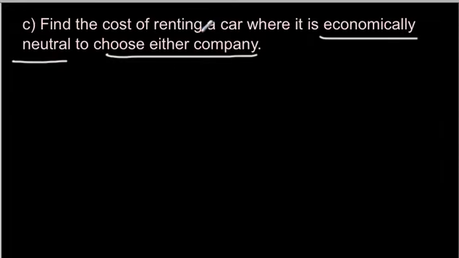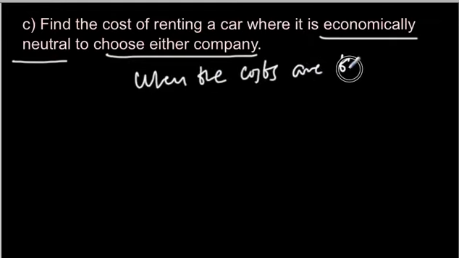In order to find that cost, that just means it doesn't matter which company you go with. You can go with Alpha or Beta, it'll cost you the same. That's what economically neutral means, you can go with either one. That's going to happen when the costs are the same. If the costs are the same, it doesn't matter whether you go with one company or another. So that's when C equals C, the cost of one company is equal to the cost of the other company.